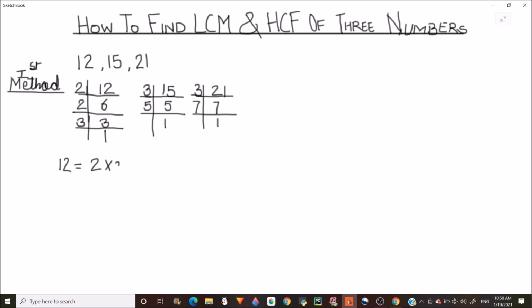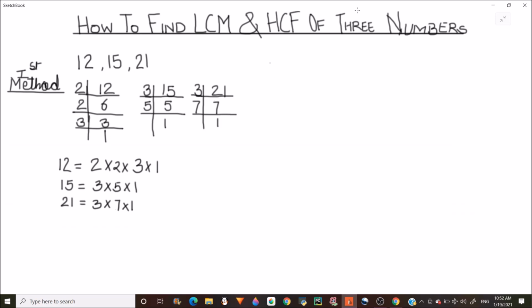12 is 2 times 2 times 3 times 1. 15 is 3 times 5 times 1 and 21 is 3 times 7 times 1.